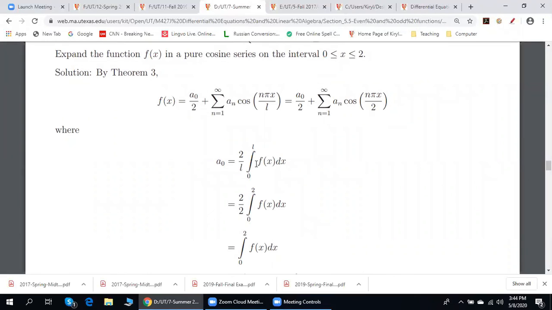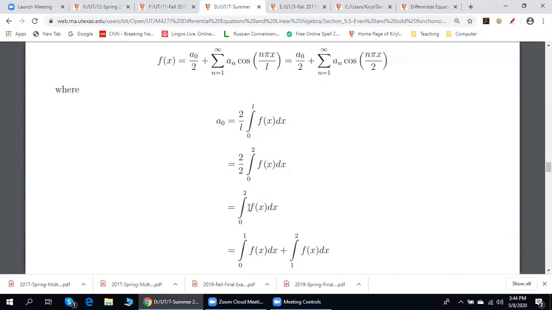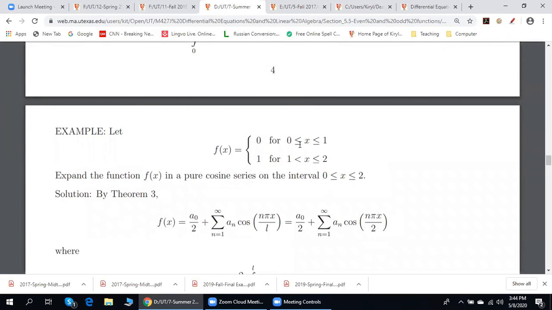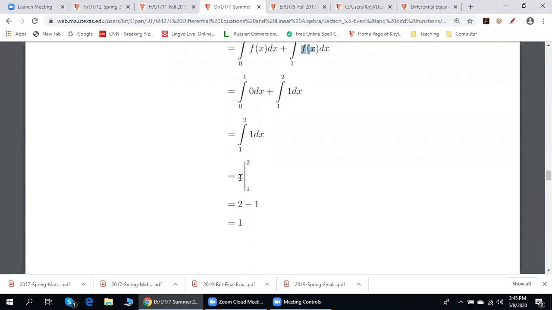In order to integrate f of x, step 1, replace L by 2 because L is 2. Done. 2 over 2 is 1. Then we split this integral into two pieces. F of x is equal to 0 over this interval. F of x is equal to 1 over this interval. Therefore, here we replace f of x by 0, here f of x by 1. Integral of 0 disappears. Antiderivative of 1 is x. Plug in 2, plug in 1, a0 is 1.